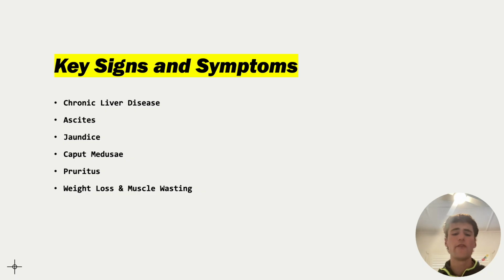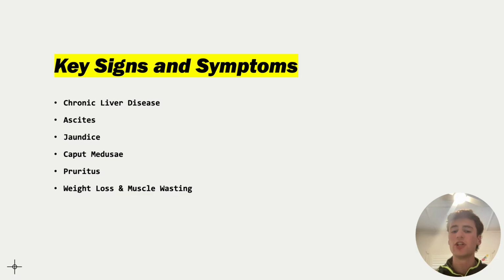Alrighty, so let's go over some key signs and symptoms of esophageal varices before it ruptures. So let's start with the main one, chronic liver disease, and in particular cirrhosis, which is a result from prolonged alcohol use leading to structural changes in the liver that impede blood flow. So recognizing a patient's history of alcohol consumption is really important here. Let's move on to the next one, which is ascites.